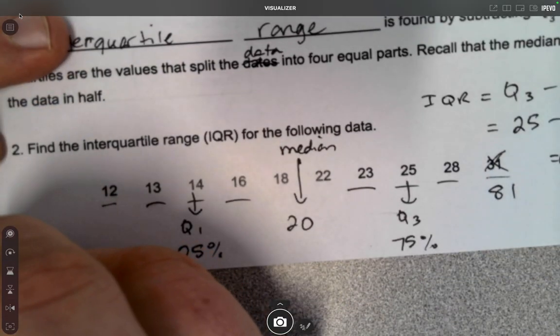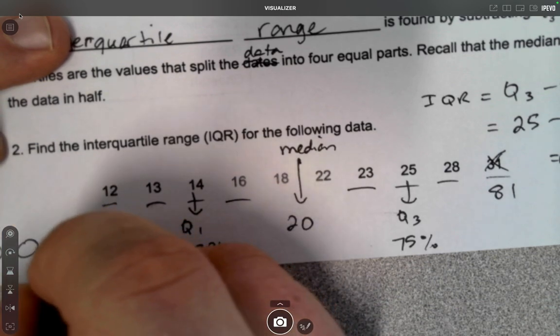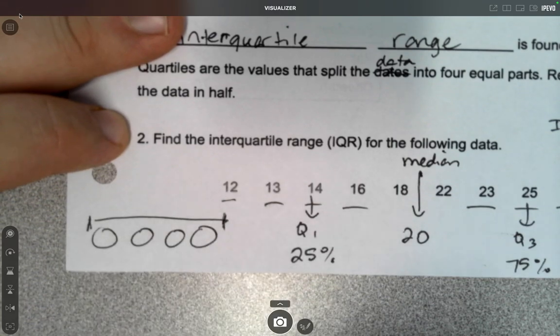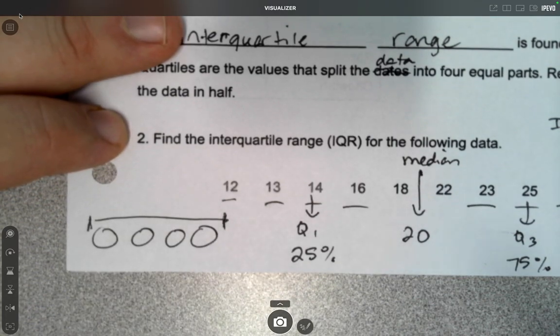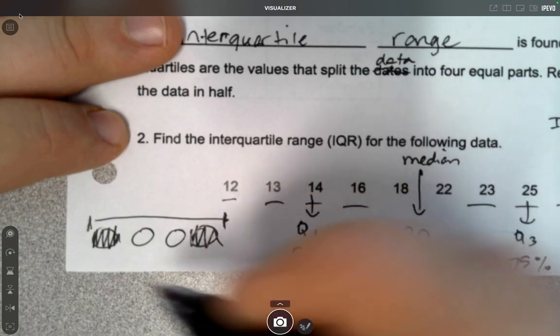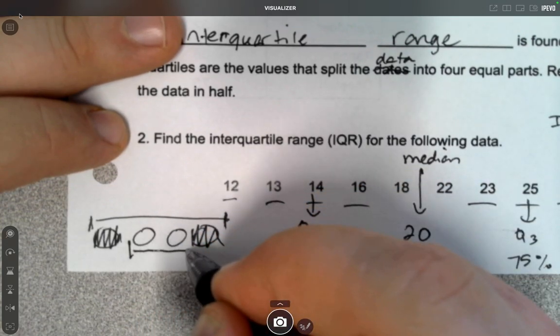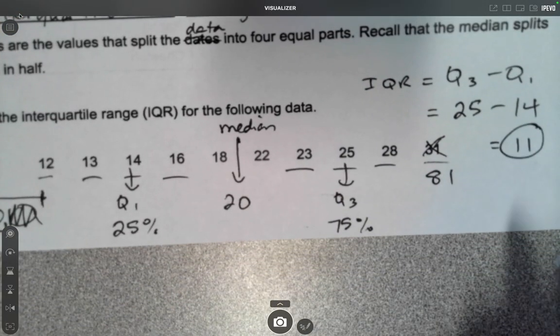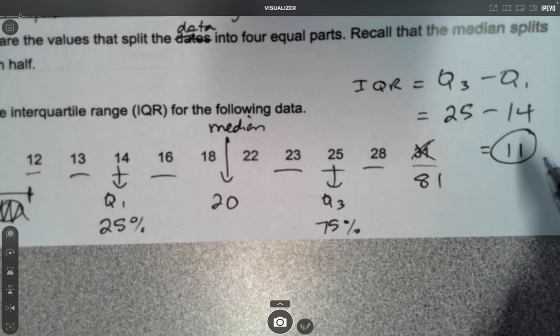So let me give you a visual. Here's a quarter, here's a quarter, here's a quarter, here's a quarter. The range tells us how far it is from here to here. The interquartile range says, I don't want to be afraid of there being some weird numbers that are really low or really high, so I'm going to ignore the first quarter and the last quarter and just see how far apart it is in the middle 2 quarters. So this is looking at the middle 50%. So the middle of this data is just 11 points apart.